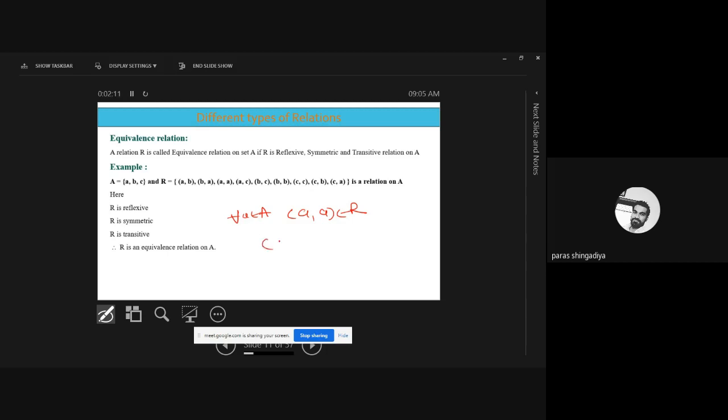In the symmetric, we just check that if (A, B) belongs to R, then this implies (B, A) should also belong to R. That is, if (A, B) is there, then (B, A) should also be inside R. That is the symmetric property. And then the transitive property: if (A, B) and (B, C) belong to R, then based on that (A, C) should also belong to R. So these are the three properties: reflexive, symmetric, and transitive. If they are satisfied for this given R, for this given set, then it is called an equivalence relation.